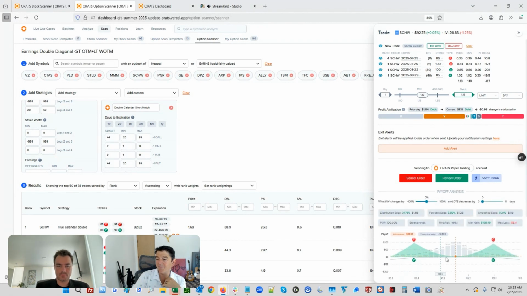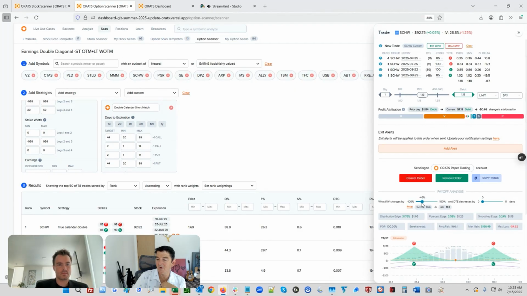Yeah, and so you could model this with IV changing, and then days going out. So yeah, so this one I agree. This looks pretty good. Why don't we paper trade this?